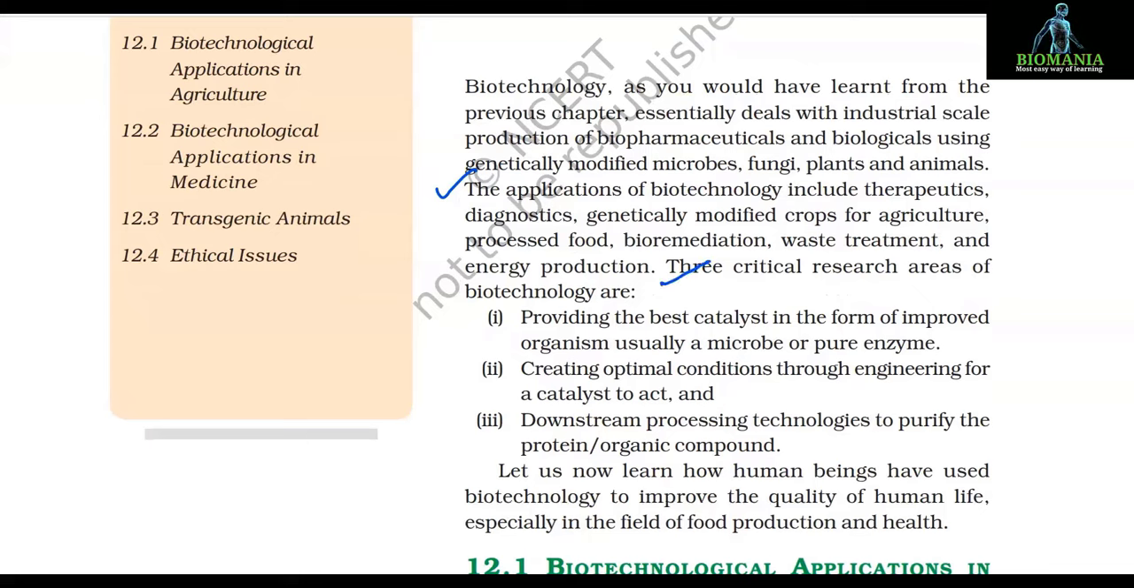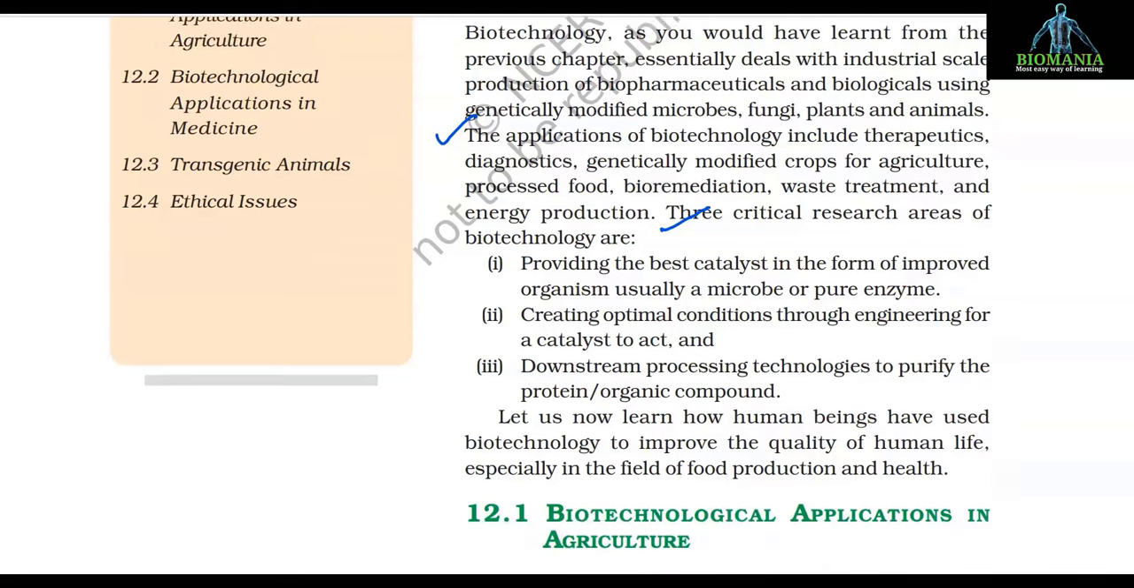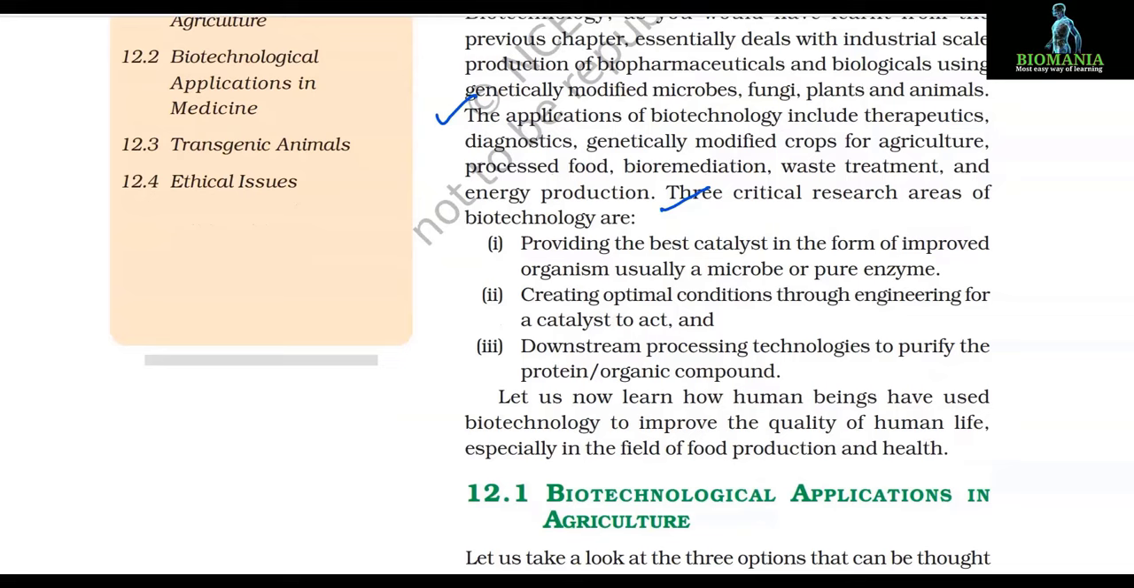Three critical research areas of biotechnology are: number 1, providing the best catalyst in the form of an improved organism, usually a microbe or pure enzyme. Number 2, creating optimal conditions through engineering for a catalyst to act. Number 3, downstream processing technologies to purify the protein or organic compound.